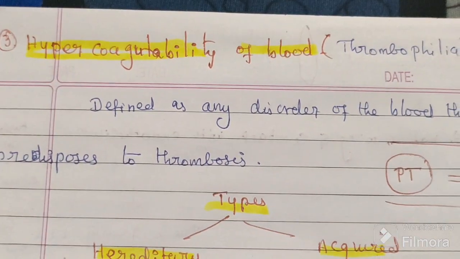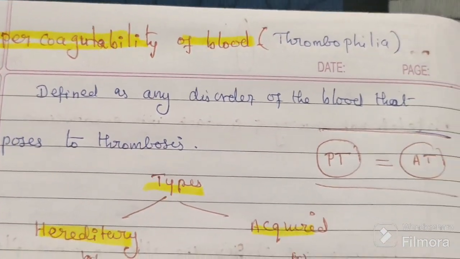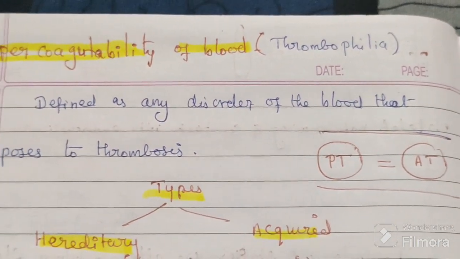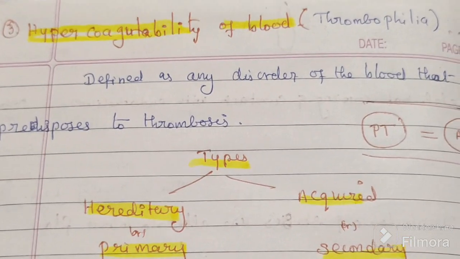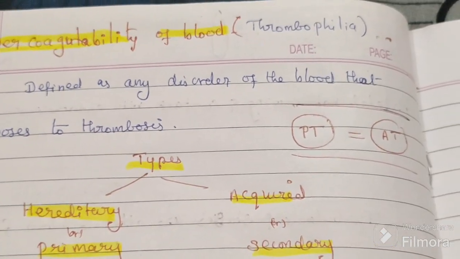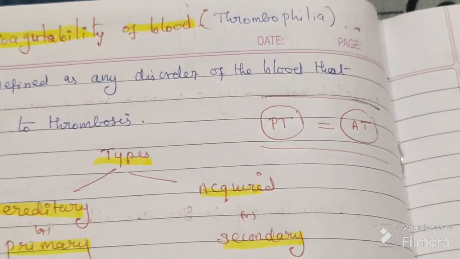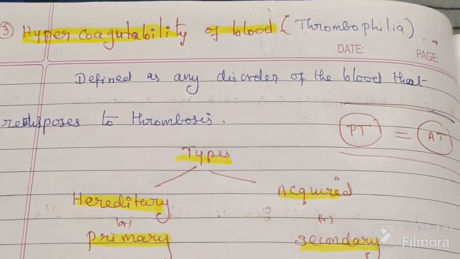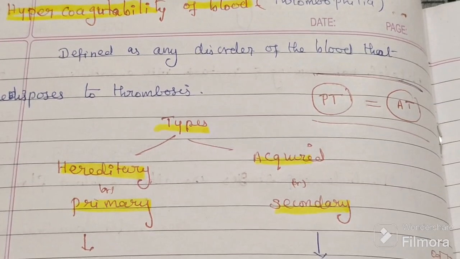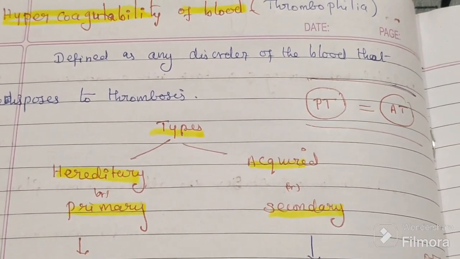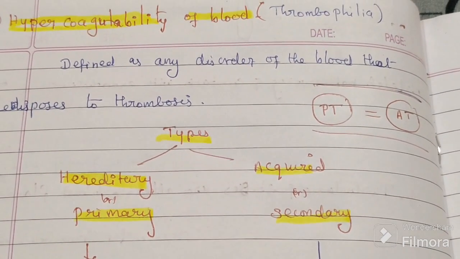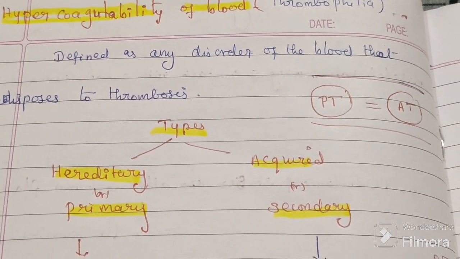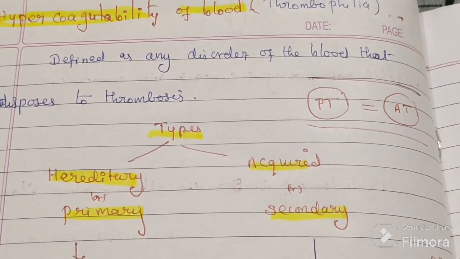Third one is hypercoagulability of blood. It is also called thrombophilia. It is defined as any disorder of blood that predisposes to thrombosis. There are two types of hypercoagulability. One is hereditary, also called primary. Second one is acquired, also called secondary.